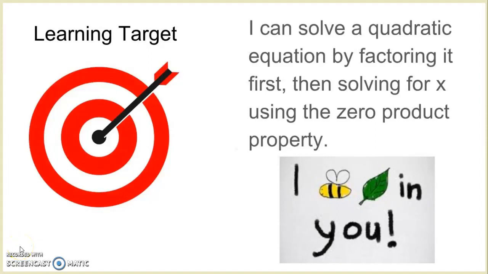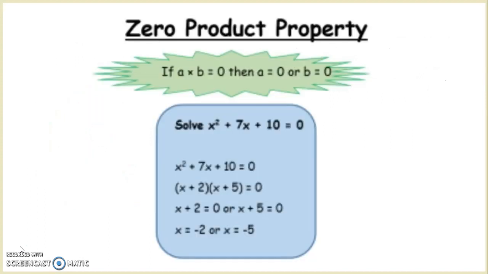Hey students, today we are going to look at solving quadratic equations by factoring, and then we're going to find the value of x by using the zero product property. So first, let's talk about two things. Let's talk about what a quadratic equation is. We've seen them. So this is a quadratic equation, x squared plus 7x plus 10 equals 10.